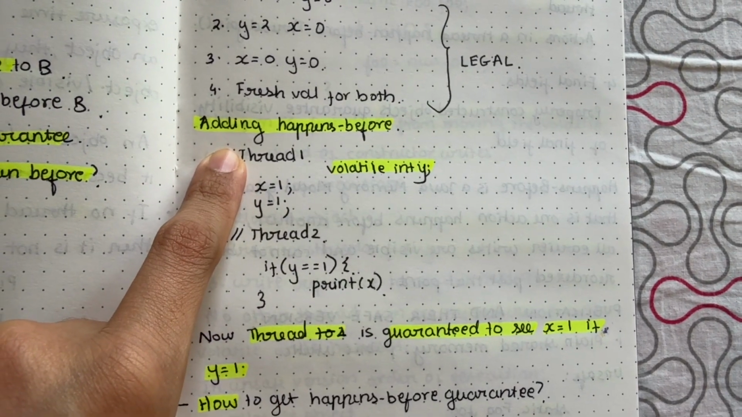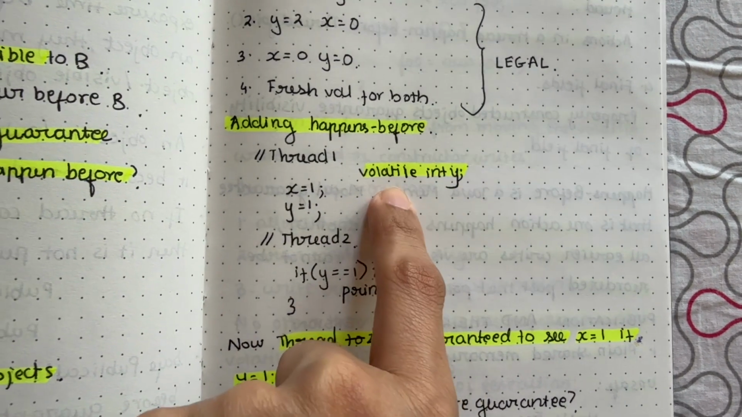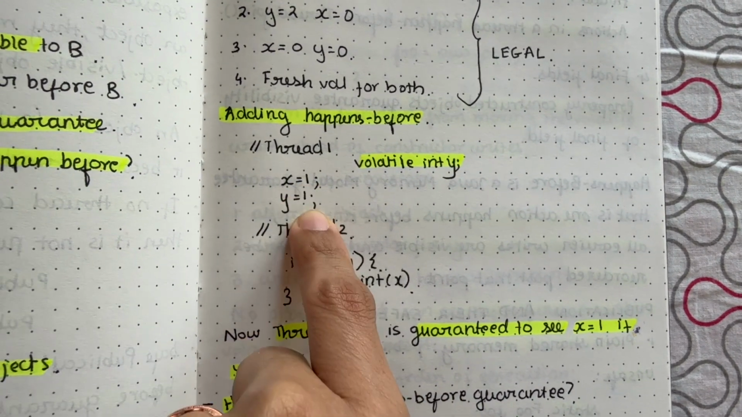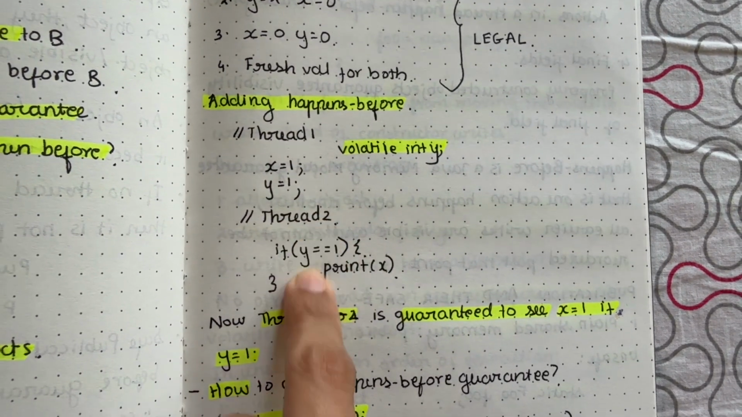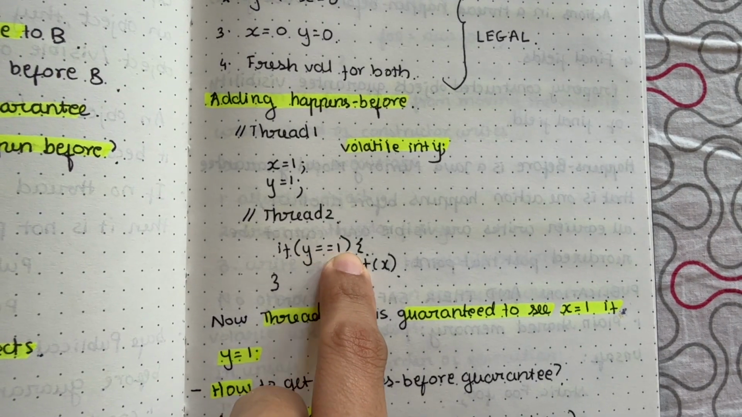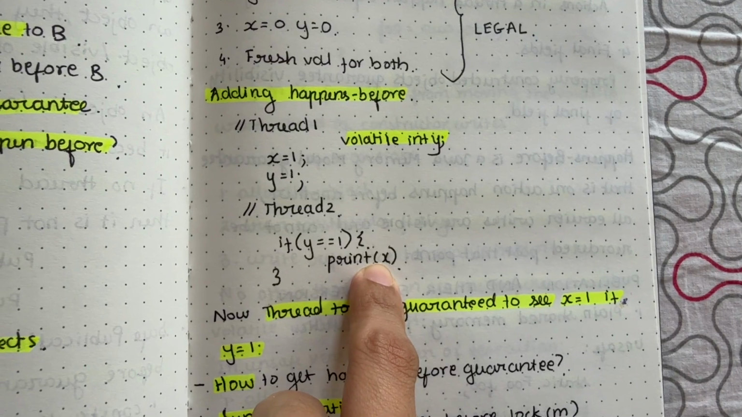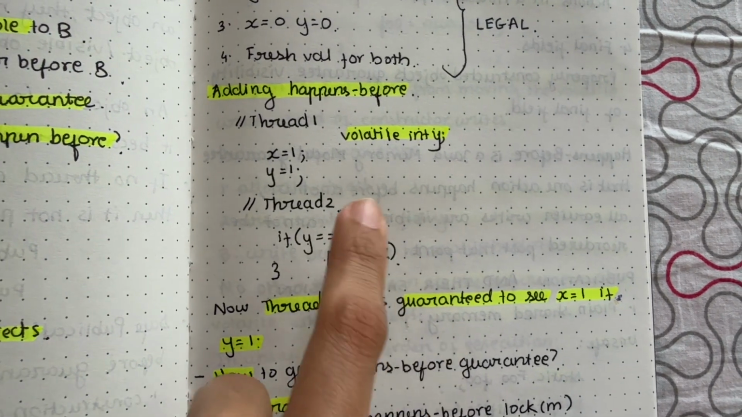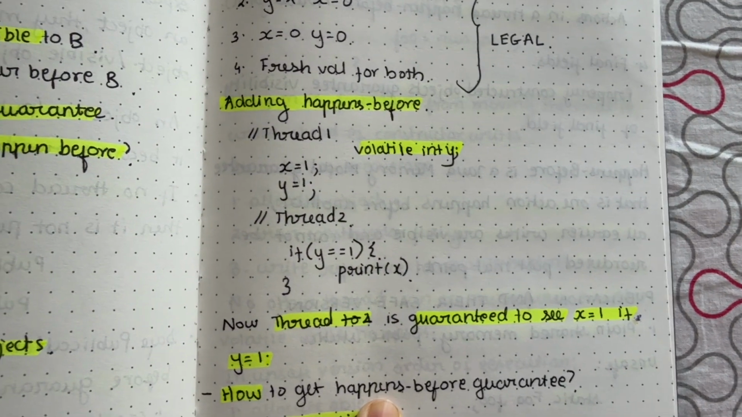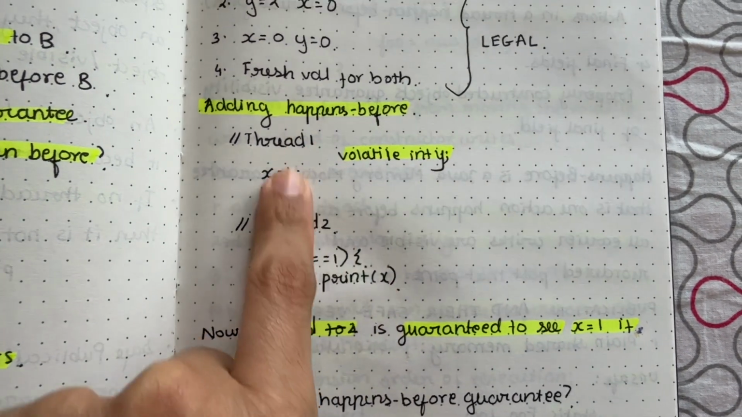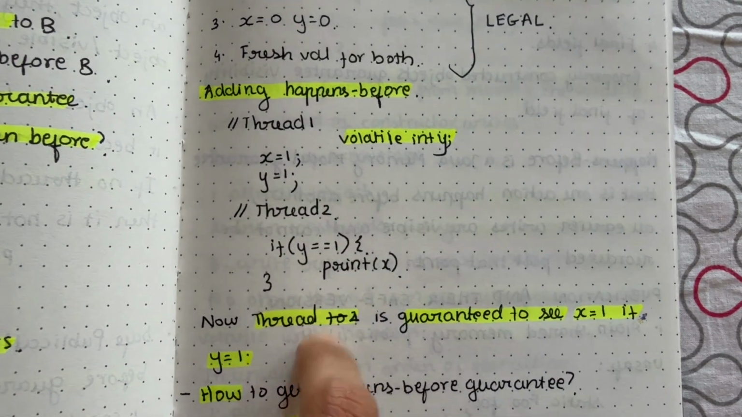Now let's see what happens after I add a happens-before relation. I am making Y volatile and assigning it after X. This is done in thread 1. Now in thread 2, I am checking if Y is equal to 1, then print X. Here X is guaranteed to have 1 as its value, because volatile is providing the happens-before guarantee. Now if you all haven't seen my previous video on volatile, you won't really get this example. So you can pause this over here, watch that video and come back again.